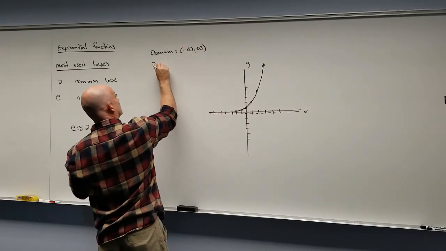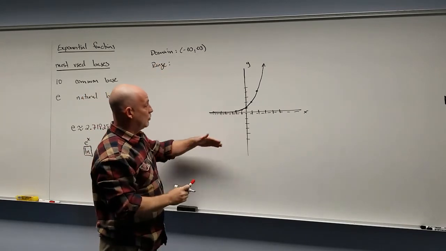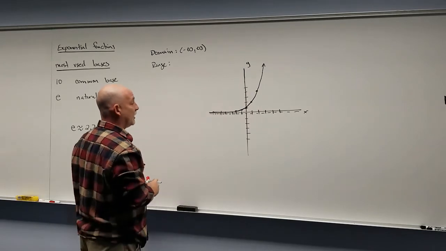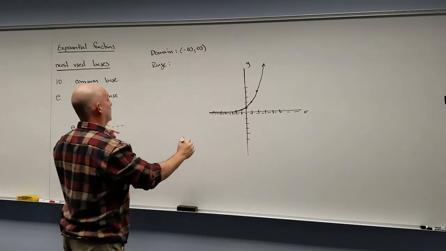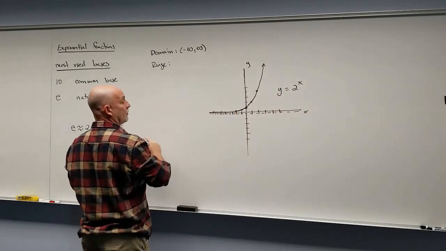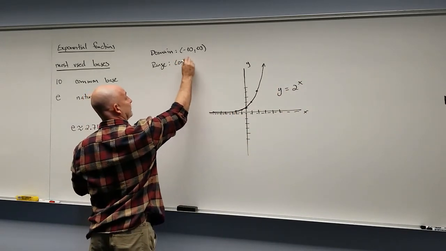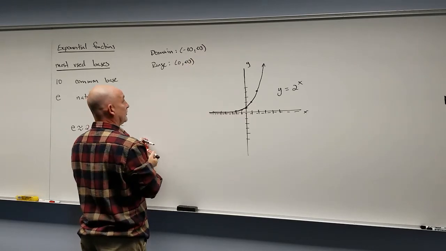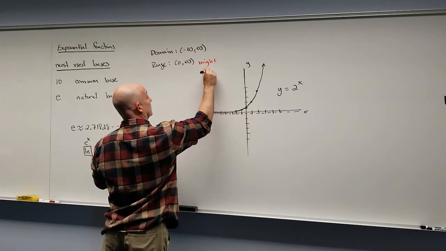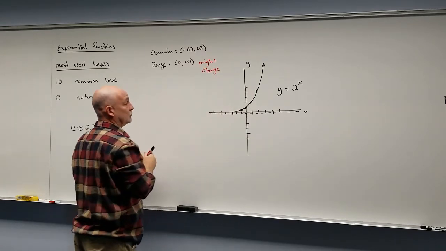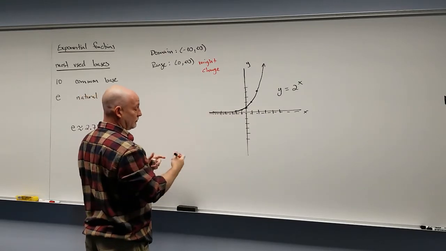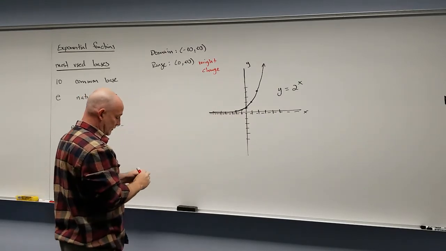Now the range will change depending on which way we shift this, up and down, or if we reflect it. But just for our basic graph, this was just a number to a variable, the range's going to go from 0 to infinity. Now this will change depending on the graph. Right, if we have some shifts or some reflections, the range might change, but the domain for these are always going to be negative infinity to positive infinity.